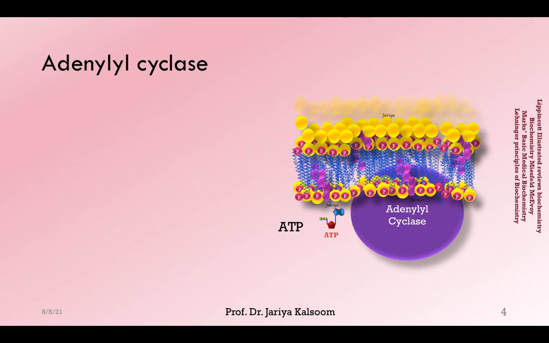Adenylyl cyclase is a membrane-bound enzyme present close to GPCRs. When activated, it converts ATP to cyclic AMP. The cyclic AMP in turn serves as a second messenger.